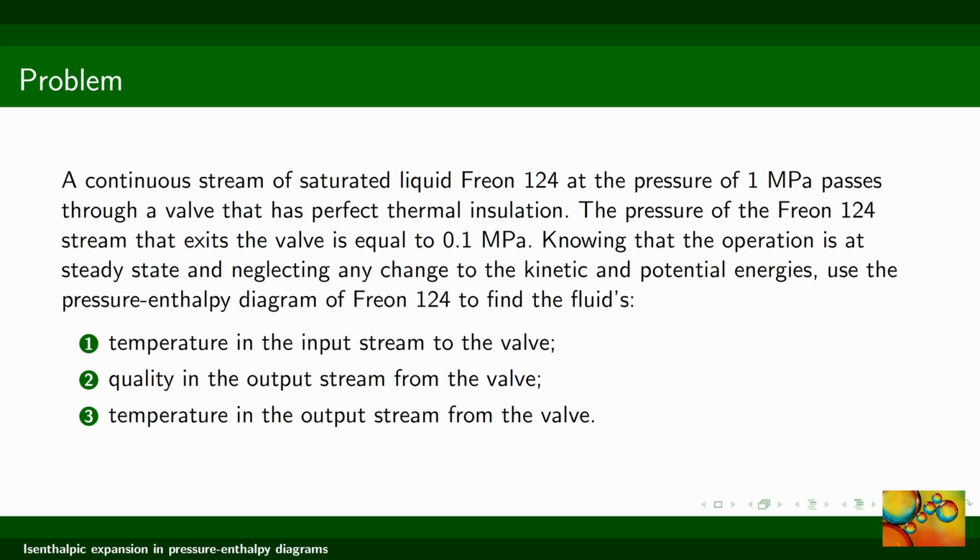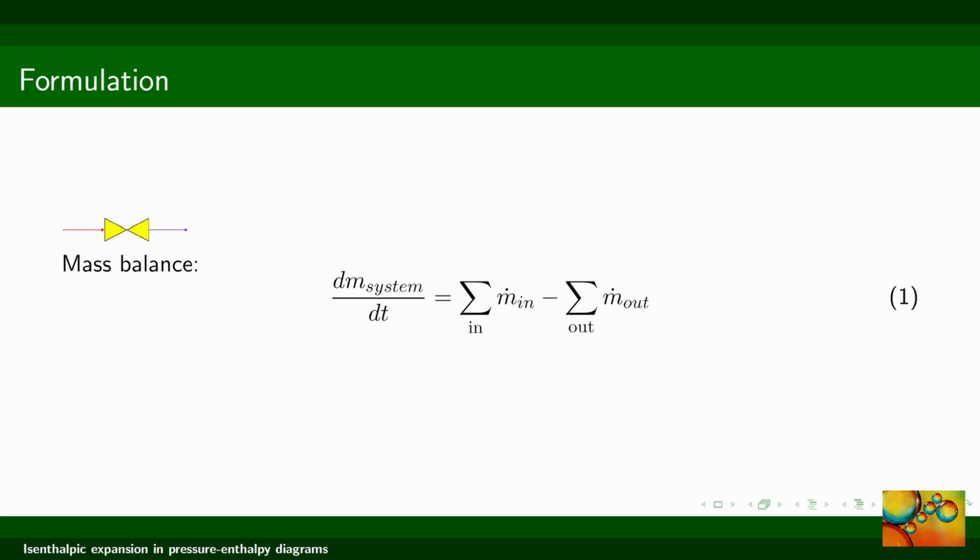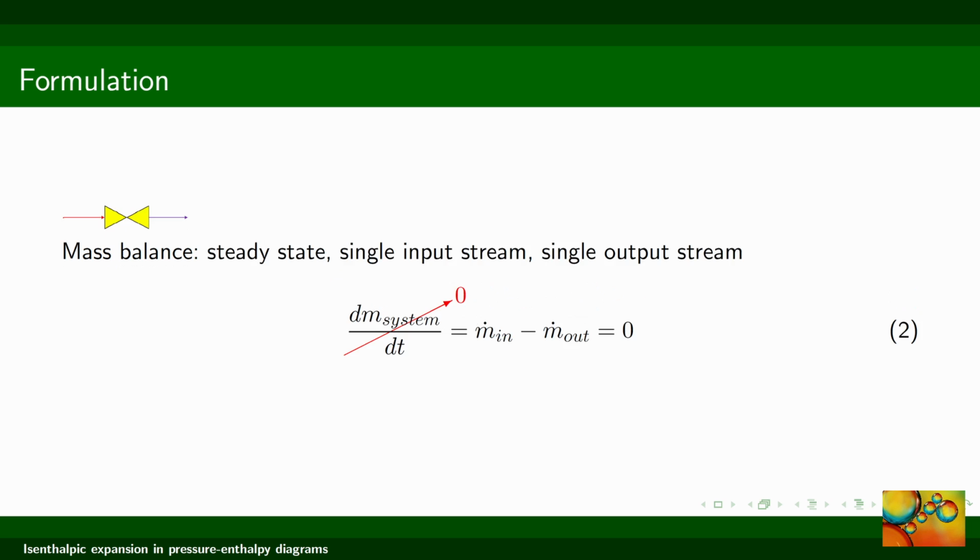Let's apply the mass and energy balances to this problem, beginning with the mass balance. The left-hand side of the mass balance is the time derivative of the mass inside the system. The right-hand side accounts for the contributions of the input and output streams. However, the operation is at steady state and therefore the time derivative on the left-hand side is equal to 0. And there is only one input and one output stream to the valve, and therefore we obtain equation number 2, meaning that the flow rates in and out are the same.